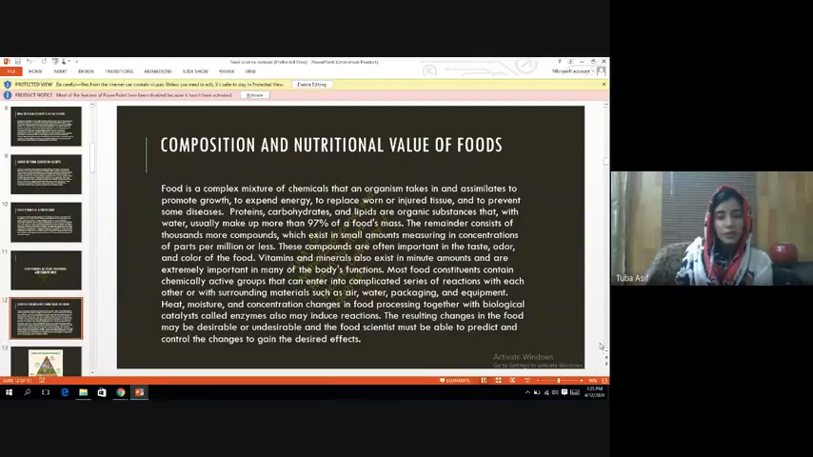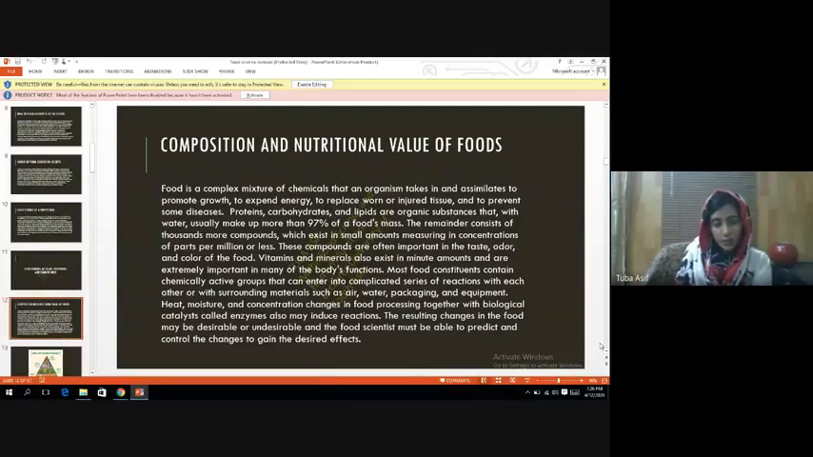The main nutrients are the proteins, carbohydrates, and lipids, which are organic in nature. They are not provided solely. Water is an important part of their structure, and usually water makes up more than 97% of the total food's mass. The remainder consists of thousands of compounds, which exist in small amounts, measuring in concentrations of ppm or less. These compounds are mainly responsible for the taste of the food, the odor, the appearance, and the color of the food.